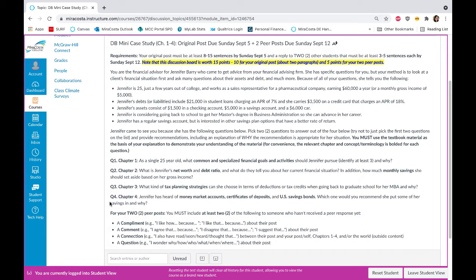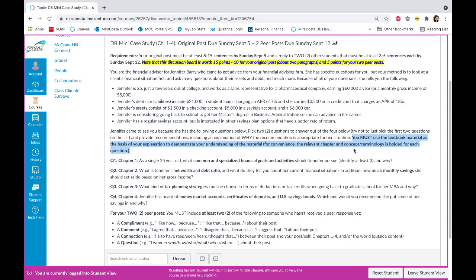Once you've picked your questions, you're going to answer them by providing recommendations. In addition, you need to explain why the recommendation is appropriate for her situation. In other words, imagine if Jennifer's standing in front of you asking these questions. You need to be persuasive and informative and convince her that the recommendation you're giving her is good. Hence, you have to explain the recommendation in detail, step by step, what she must do, as well as why it matters or why it's good for her.